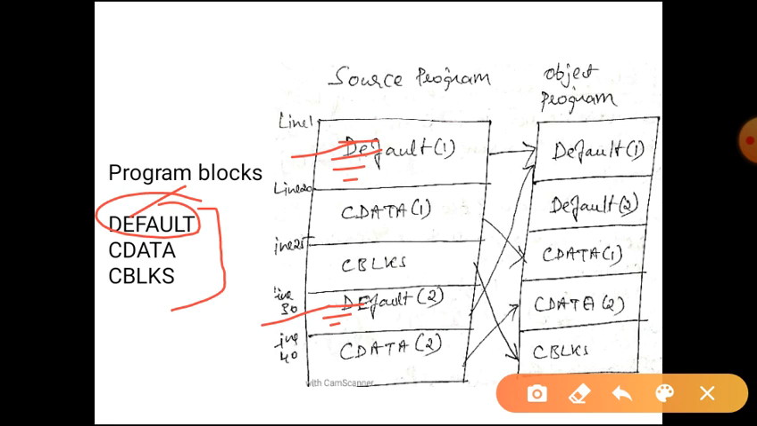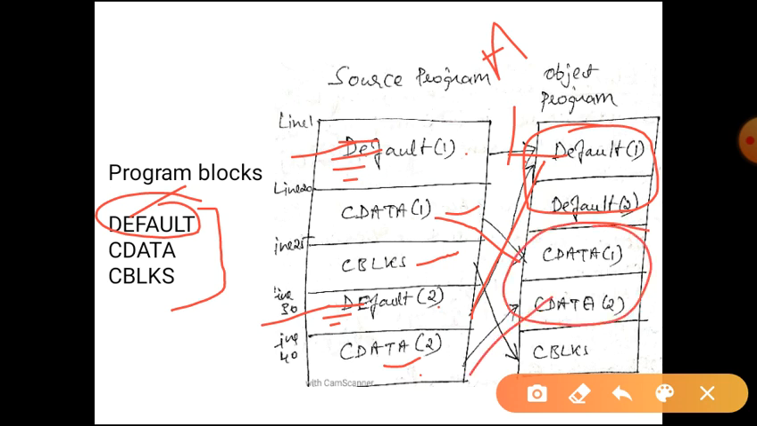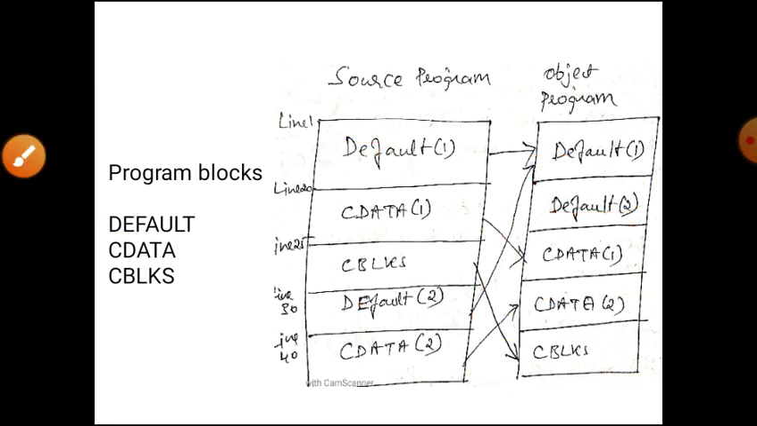You have one more program block, cdata, and it has two segments that are distributed, one is here, another one is here. And there is cblks, one more program block, but it has only one segment. When it is given to the assembler, the assembler groups together the scattered segments of the default block into one unit, and the cdata segments are grouped together into one object program unit. So that is about the program blocks.